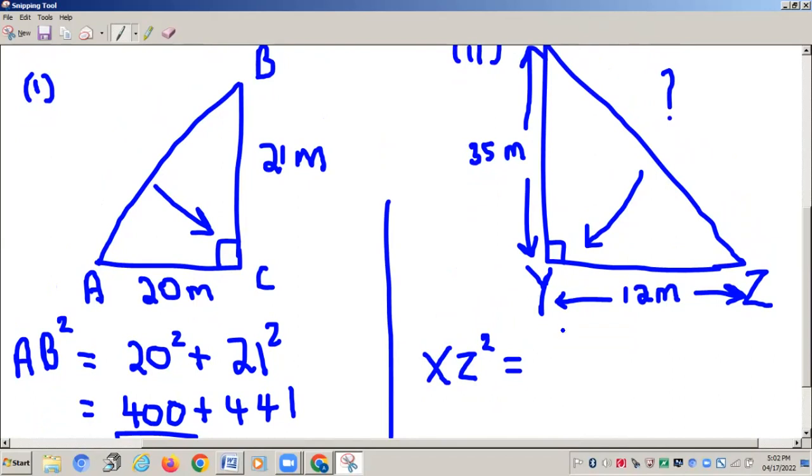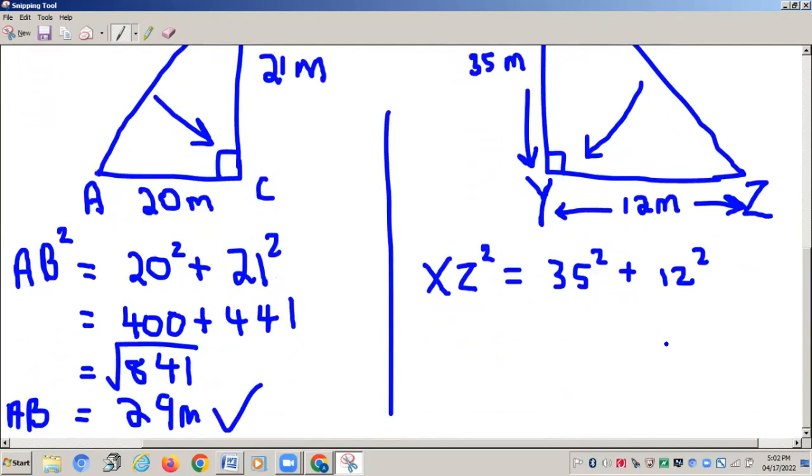So XZ squared is equal to 35 squared. It doesn't matter which one you write first here, write any one of them. All right, what is 35 squared, class? 1,225. And what's the sum of 1,225 plus 144? 1,369.